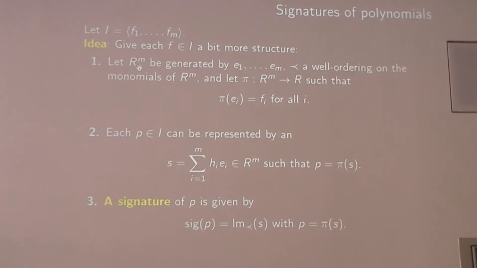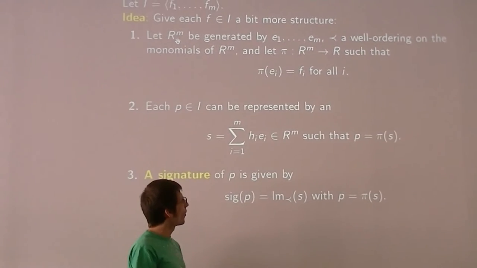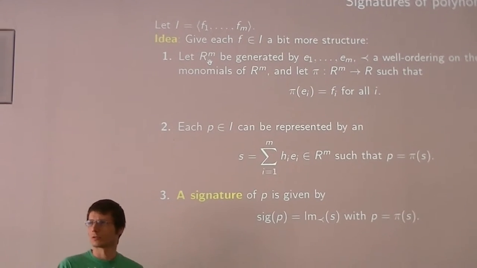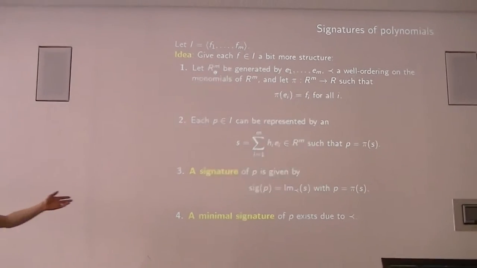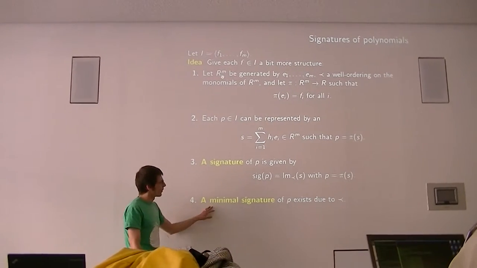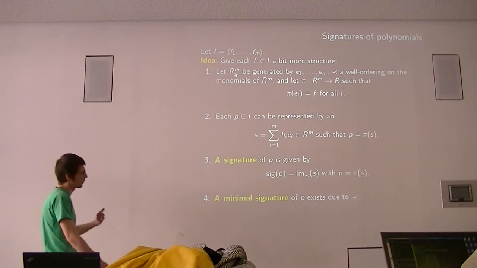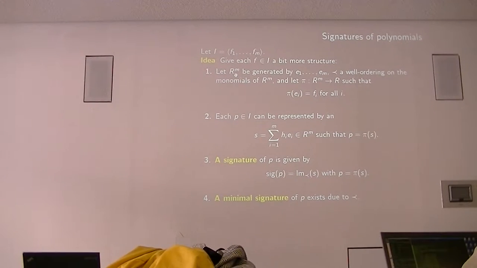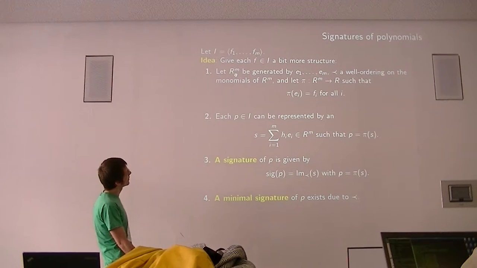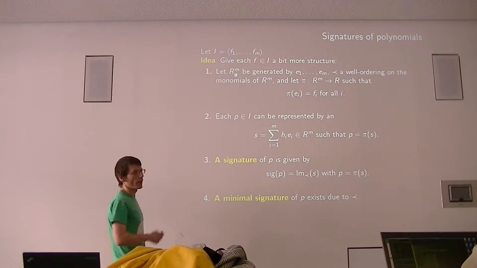And the idea now is to say the signature of such a polynomial P is the leading monomial of such an element S in the module, such that this S maps to P. And because we have a well ordering on our module, there exists a minimum signature. And our idea is now to always look at the signature. So the product criterion and the chain criterion, the Buchberger criteria, always look at the polynomials itself. But here we are really looking at the signatures. And of course our initial elements get initial signatures which are trivial. So such an fi, this initial element, gets the signature ei.